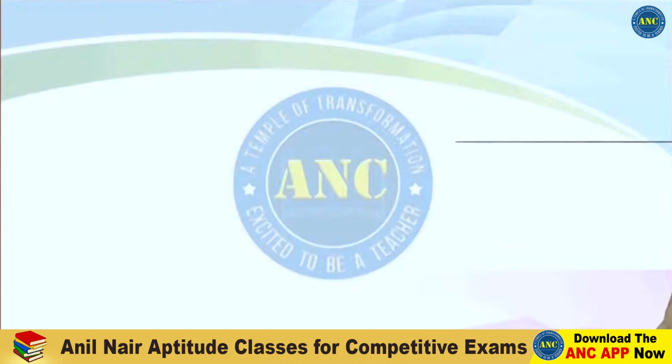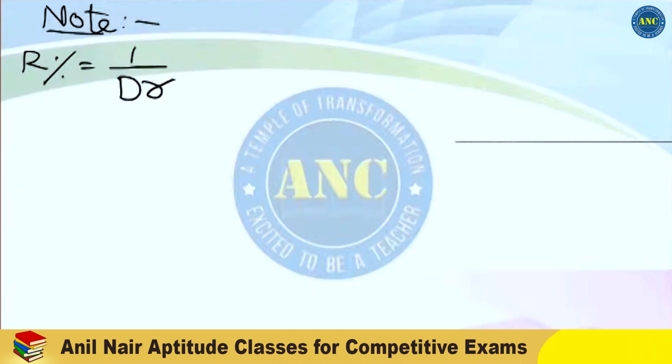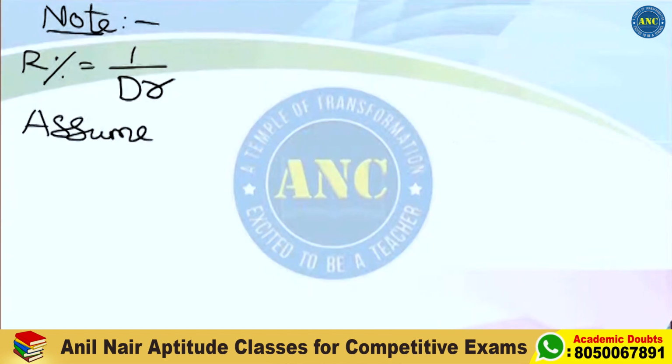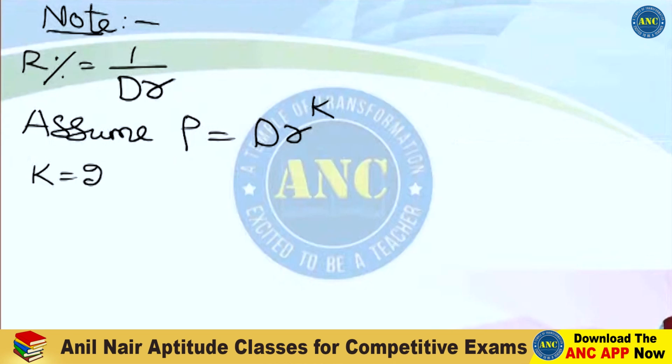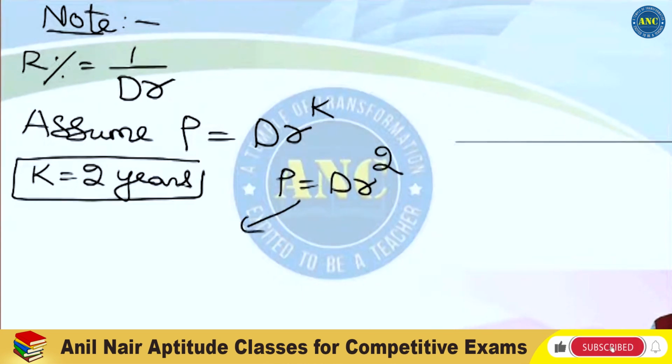Now one important conclusion, sir. Note, please write down. If R percentage is 1 by denominator, then we will do not 1, some other value. Assume principal equivalent to denominator power k. So let me take k as 2 years. I want to conclude something. It is 2 years. So principal is nothing but denominator square.